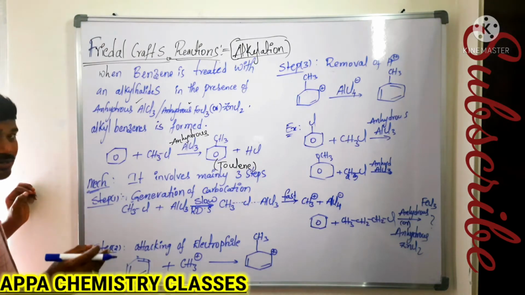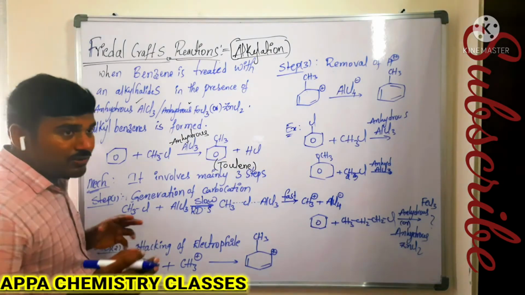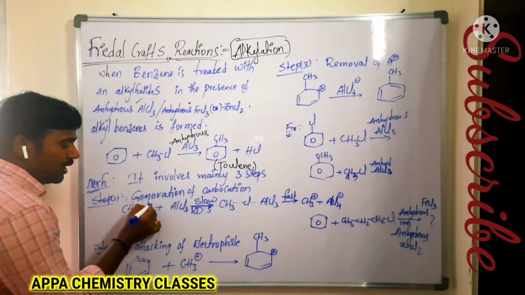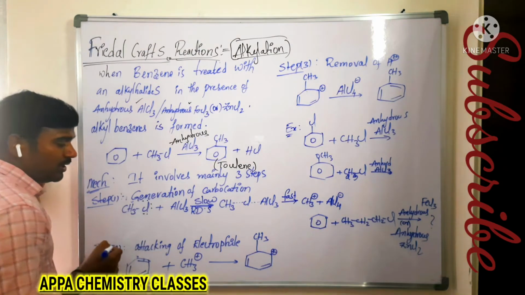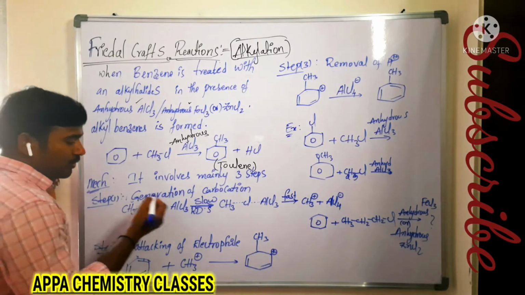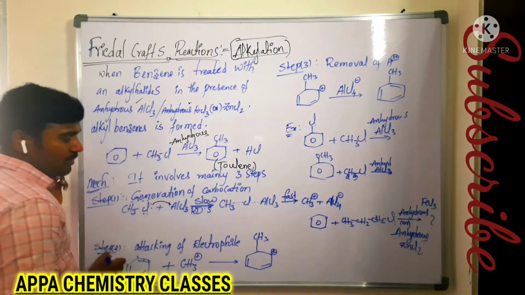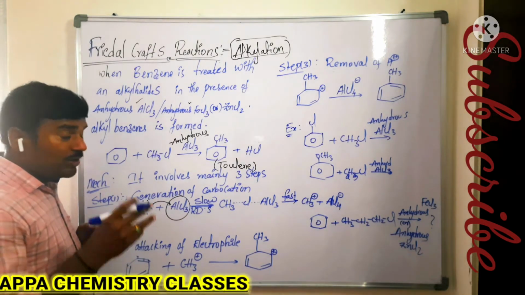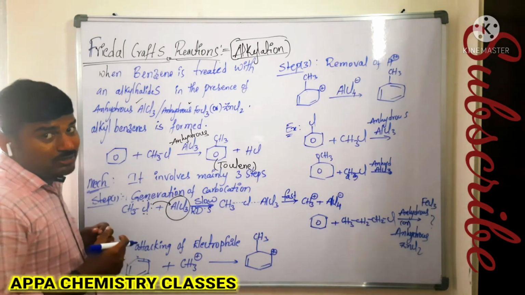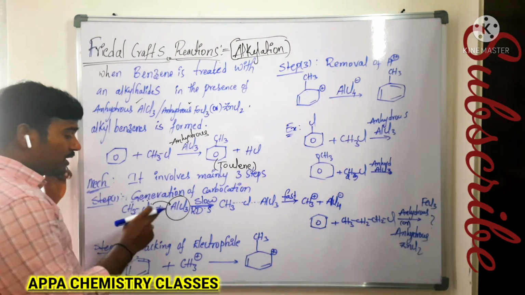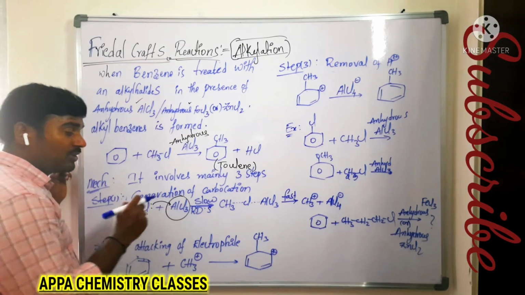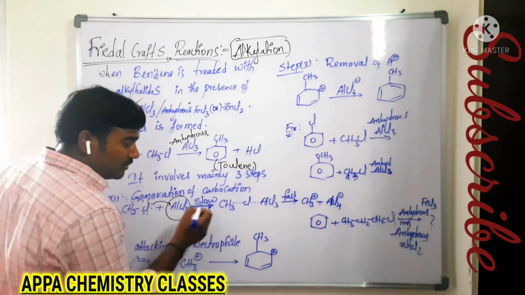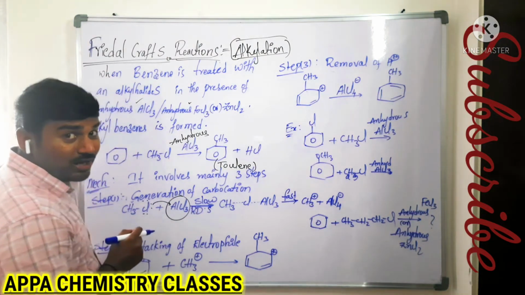First step is generation of carbocation. You see, the chlorine in the alkyl halide, the halogen, will have three lone pairs of electrons. That lone pair of electrons is donated to aluminum chloride because aluminum chloride is an electron deficient molecule. It requires a pair of electrons to get the octet configuration. So it forms a coordinate covalent bond with this anhydrous aluminum chloride.